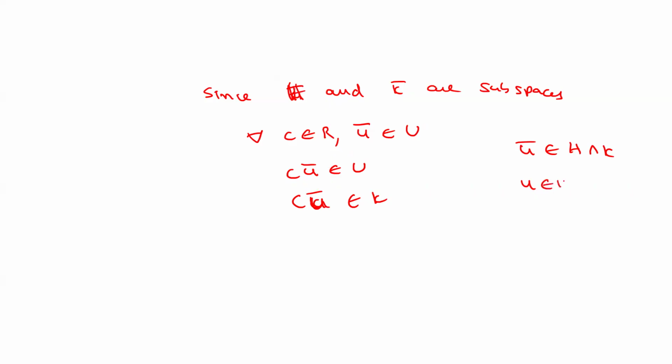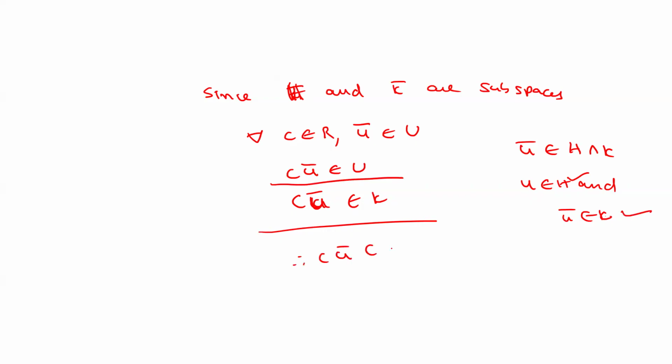u bar belongs to H and u bar belongs to K. So since H is a subspace, cu bar belongs to H. Since K is a subspace, cu bar belongs to K. Therefore, cu bar belongs to H intersection K.